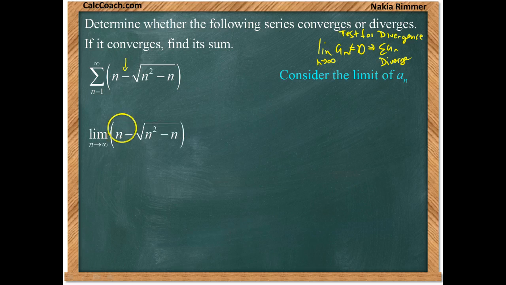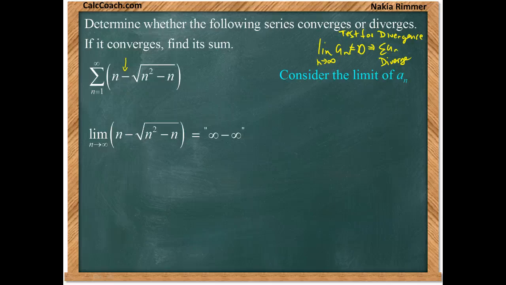As n gets big, the first term gets big, but the second term also gets big. A large number squared minus that same large number will still be large. You take the root, it'll end up still being large. And so we have infinity minus infinity, which is an indeterminate form. So we must do some kind of algebra to find out what this limit is.